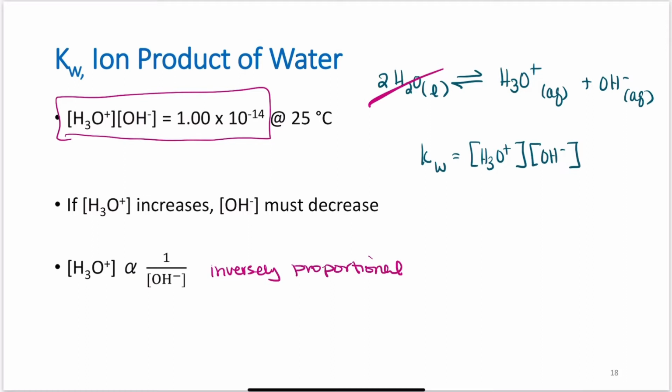So under acidic solutions, I have more hydronium ions present, less hydroxide ions present. Under high pH, or more what we call alkaline conditions, I have more hydroxide ions present, less hydronium ions present. But they're a relationship. If I'm exactly neutral, my hydronium and hydroxide concentrations are equal to one another.